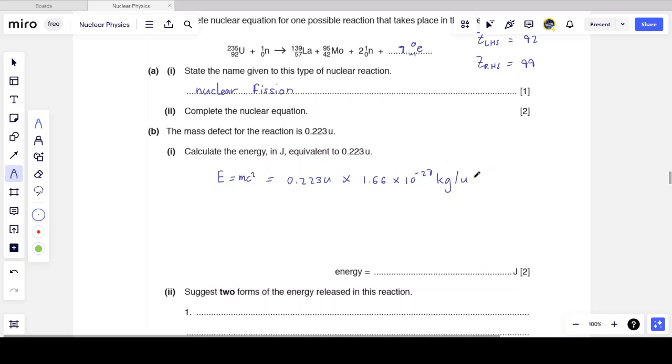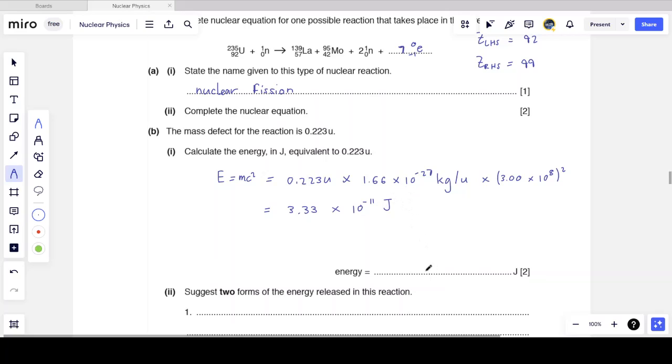Converting this to kgs, and now we can multiply this by c squared, which is 3 times 10 to the power 8 squared. And what do we get? We get an energy that's 3.33 times 10 to the minus 11 joules.